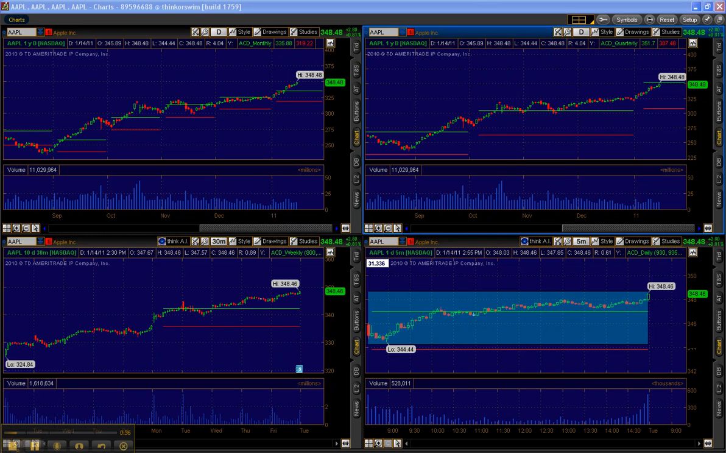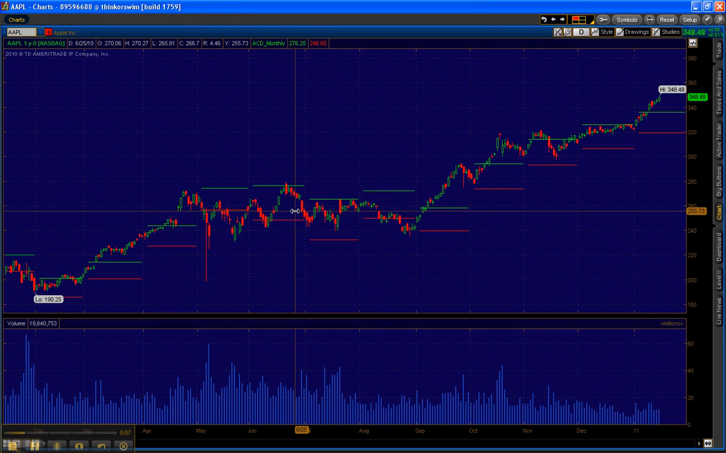So let's take a look at our panels here. On the upper left-hand corner is our monthly. Our upper right is our quarterly. Our lower left is our weekly, and our lower right is our intraday. I want to focus primarily on the monthly and the quarterly levels. Whenever we get news like this, this is where the system really gets tested.